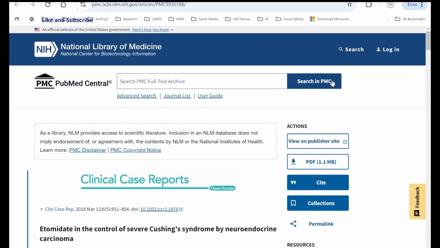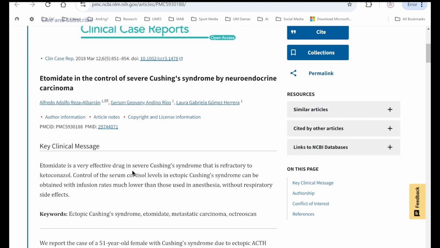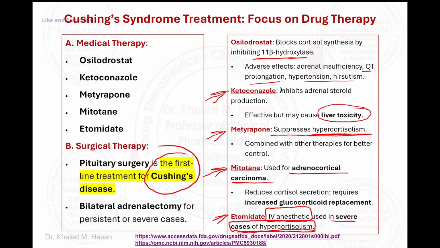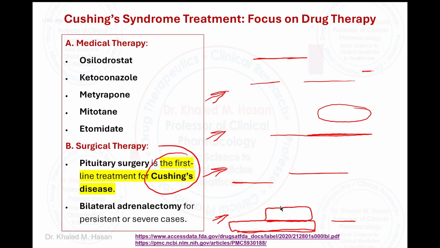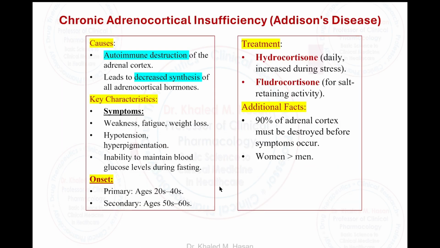let me share the title of this research article: Etomidate in the control of severe Cushing syndrome caused by neuroendocrine carcinoma. So we use it, a very effective drug in severe Cushing syndrome that is refractory to ketoconazole. So you prescribe ketoconazole to your patient and there is no response. We use this one for severe refractory cases of Cushing syndrome. Done with Cushing syndrome, we discussed all the possible approaches for patients with Cushing syndrome.